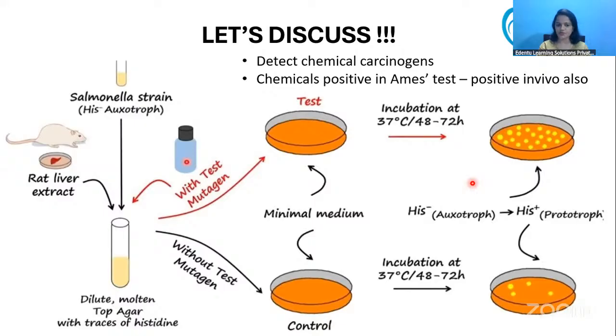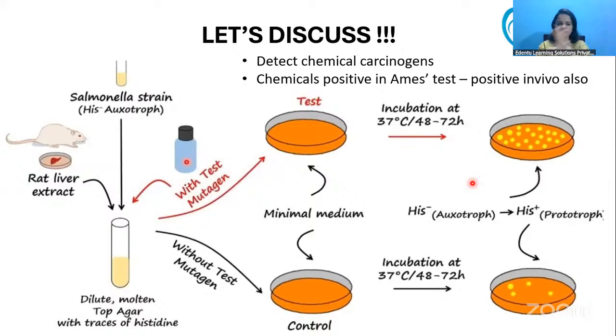Okay, so in the Ames test, what you are primarily doing is taking a strain of bacteria. Okay, which bacterial strain? It is the Salmonella typhimurium strain. What is special about this strain is that it is a mutant strain of Salmonella. Usually the Salmonella strain has the ability to produce histidine, but we are using a mutant strain which does not have the ability to produce histidine. It is not capable of producing histidine.